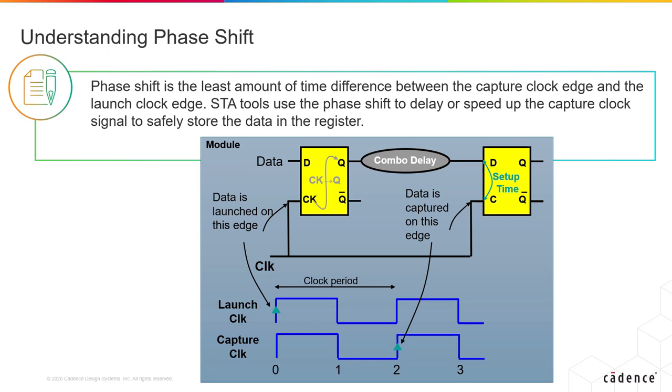This can be helpful in calculating the time required for the data to arrive at the capture flop. Phase shift is a concept that helps create better timing reports when you have separate clocks for launch and capture. But even in case of using the same clock for both launch and capture, as shown in this example here, some tools separately report a phase shift of 1 clock period and then include the phase shift of 1 clock period in the required time calculation for setup.